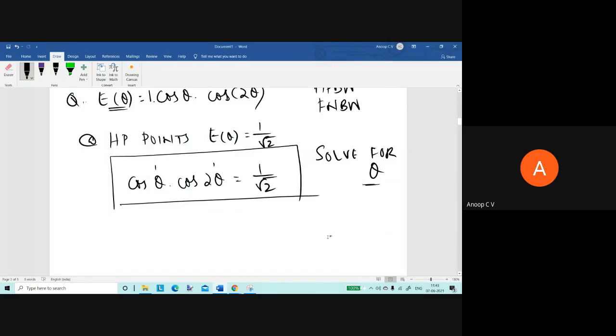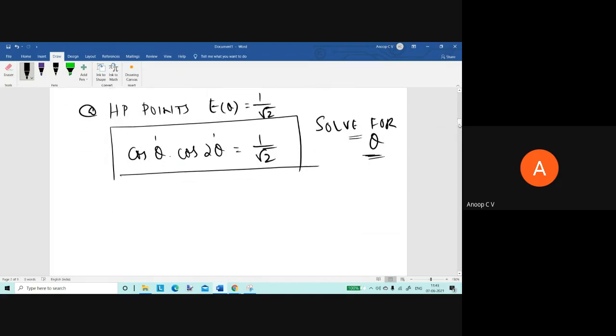Using a calculator, can we solve? That is the first question. Can we solve it using a calculator? If you can, solve for theta using the calculator. Mostly you will be able to solve. If you can't solve, we have an iterative method. Meanwhile you solve that, I'll write that iterative method.